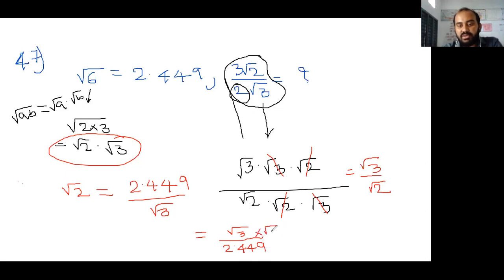Yes or no? Now this becomes root 3 into root 3, 3 only, by 2.449. If you simplify this again, what do you get? You will get 0.6, something. That's the answer. Okay, copy this.